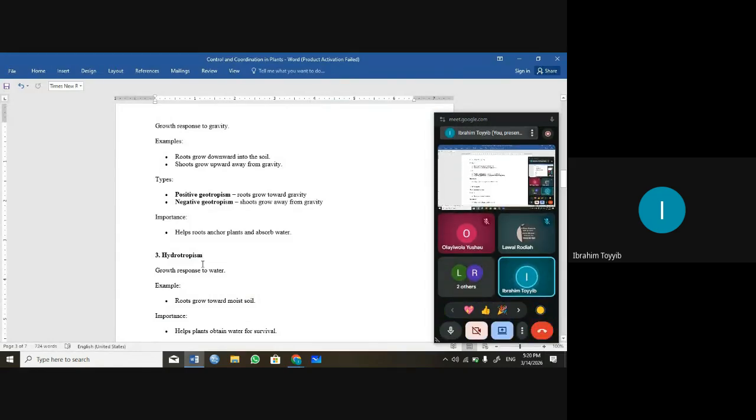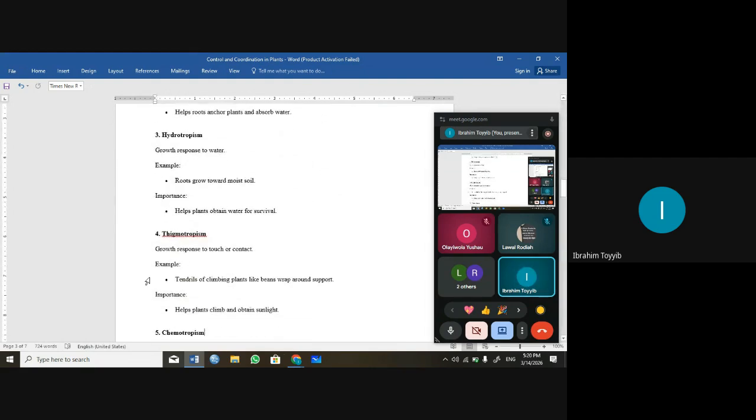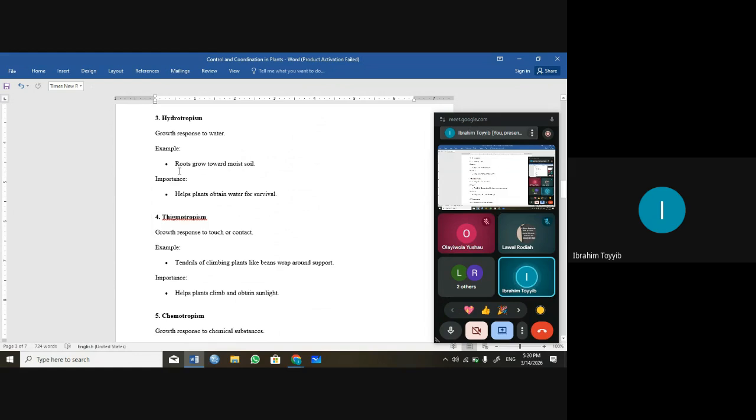The third one is hydrotropism. Whenever you hear hydro, it means water, even in physics. It is growth towards water. For example, the root of a plant grows towards moist soil. Root growing towards moist soil is positive hydrotropism. If shoots move away from water, that's negative hydrotropism.